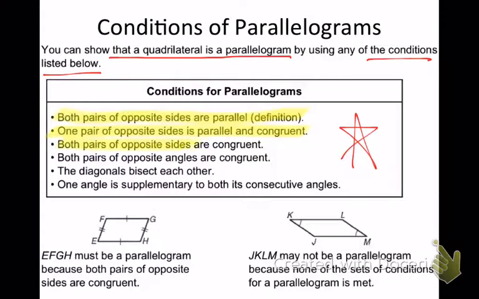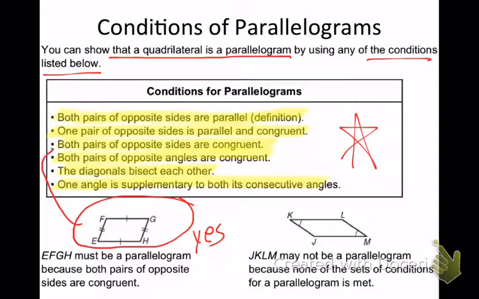If both pairs of opposite sides are congruent, it's a parallelogram. If both pairs of opposite angles are congruent, it's a parallelogram. If the diagonals bisect each other. And if one angle is supplementary to both its consecutive angles. For example, down here, parallelogram EFGH, would that be a parallelogram? Yes, and because of which condition up there? Congruent sides. Both pairs of sides are congruent. That's that one right there, right? So because both pairs of sides are congruent, it's a parallelogram.